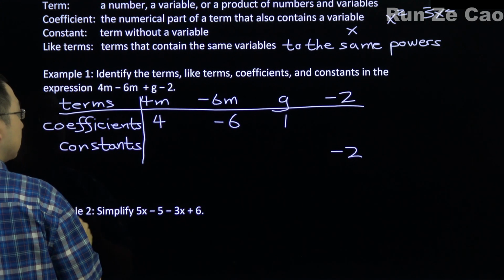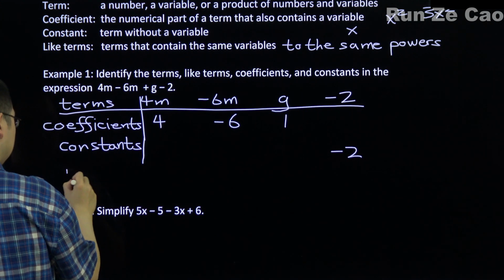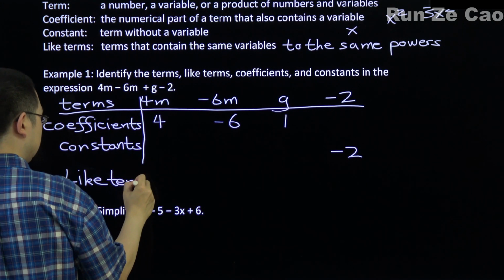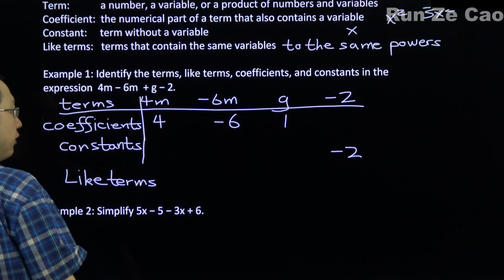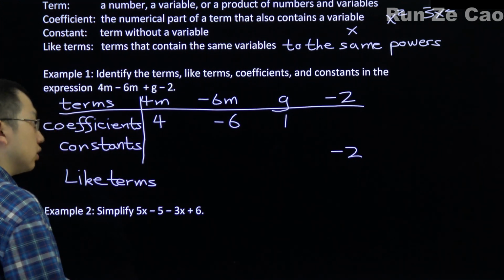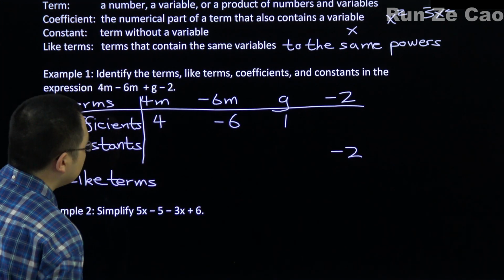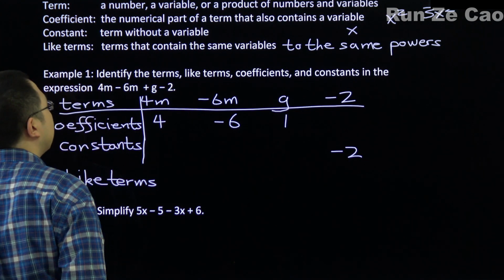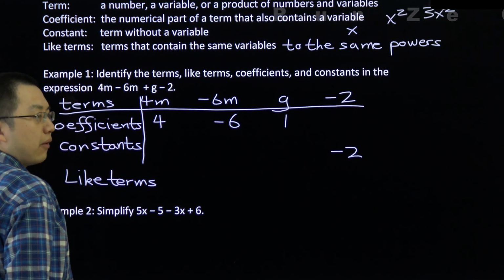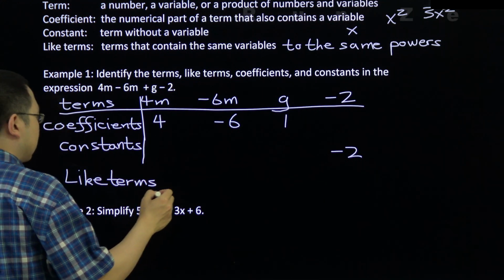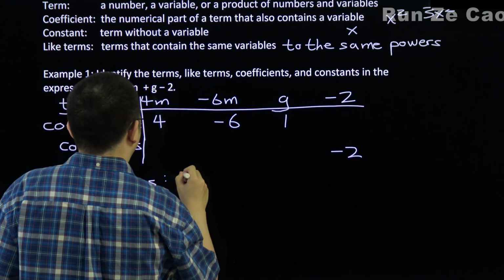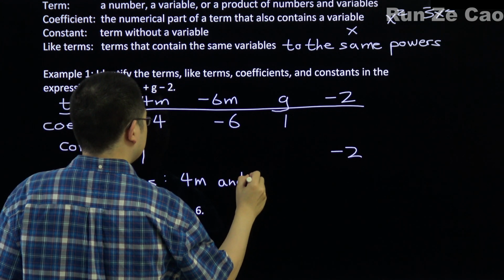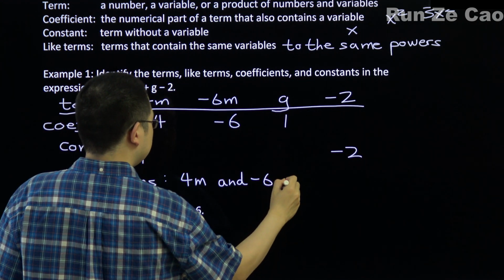Okay, so what are the like terms? Do we have multiple constant terms? No. Do we have multiple terms that have the variable g? No. But we do have two terms that have the variable m to the first power. So, like terms are 4m and negative 6m.